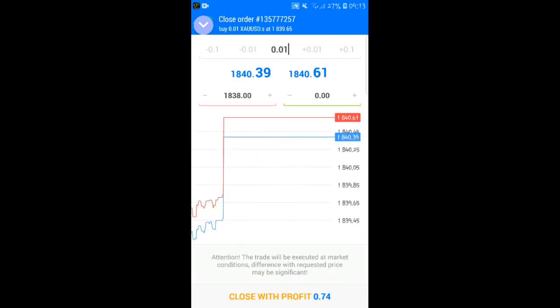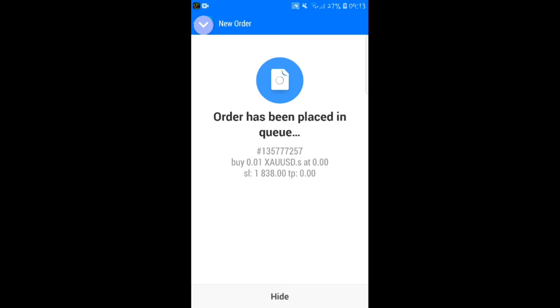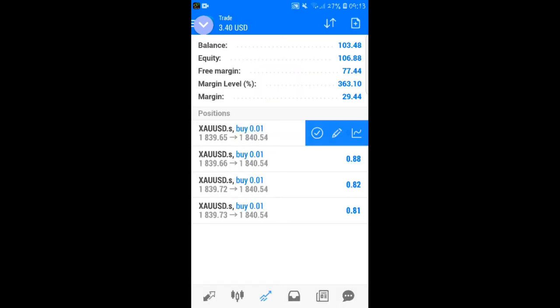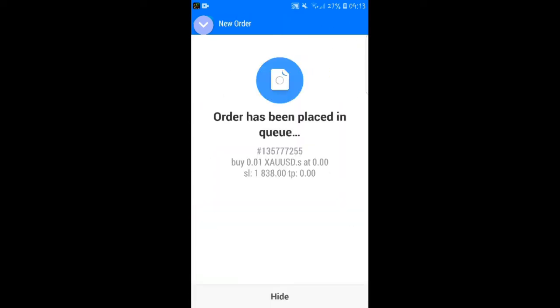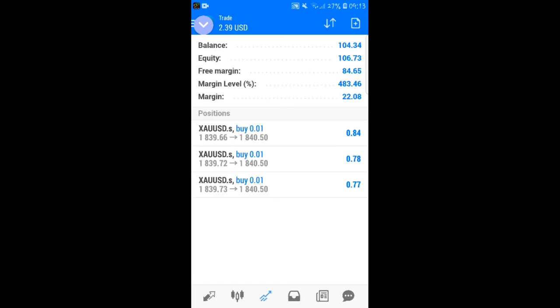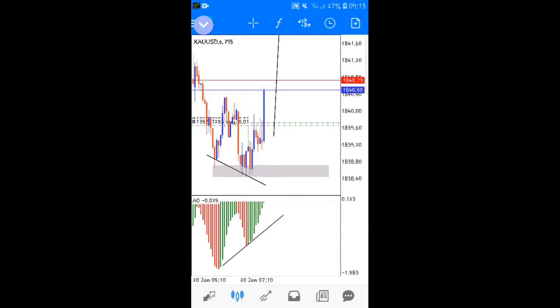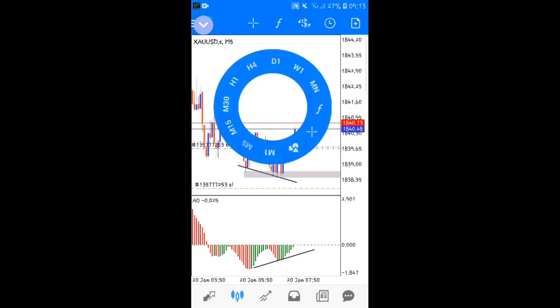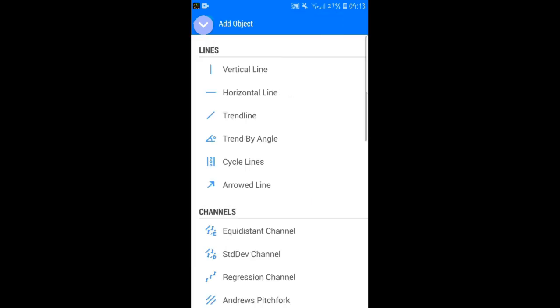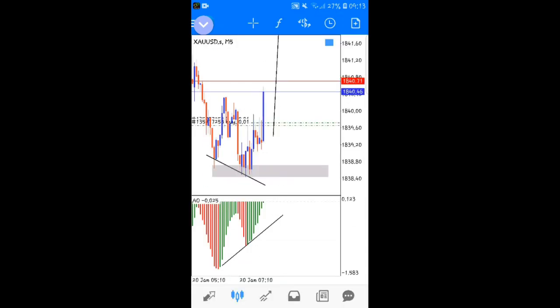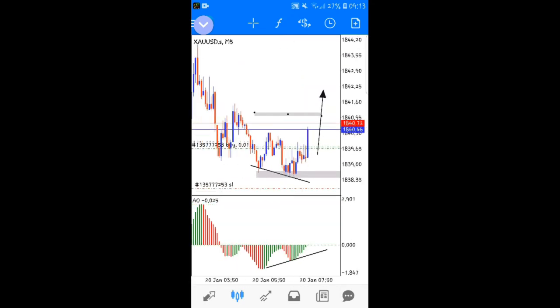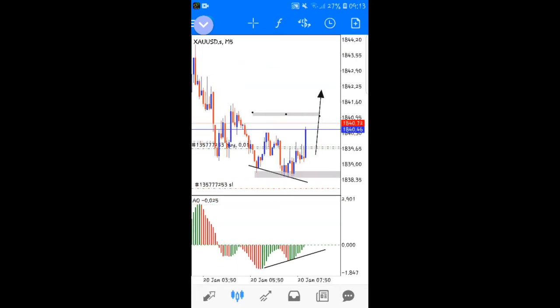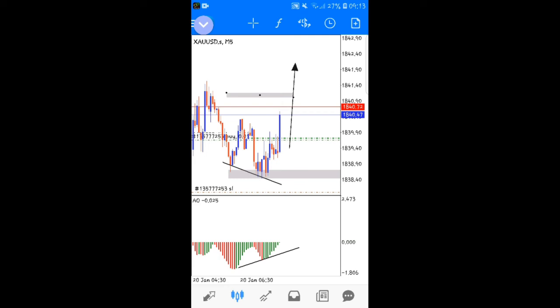So let me just close maybe 2 of them. Remember, don't be greedy. Okay, yeah, we close 2 of them, because the aim is actually to grow this account. So let's see how the market is going to behave once we get to this level over here.